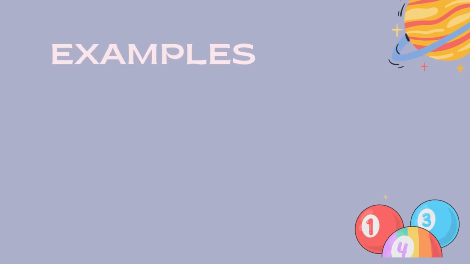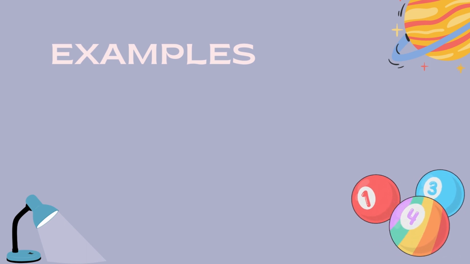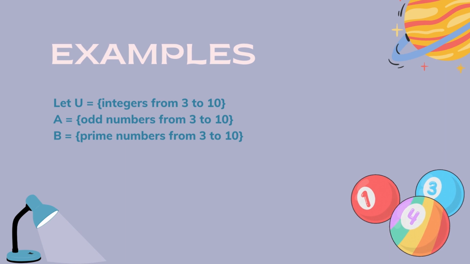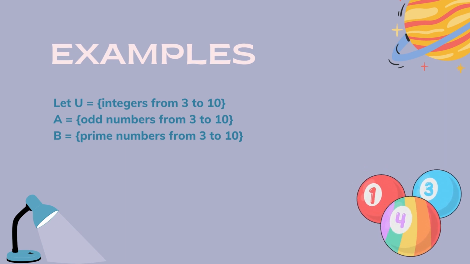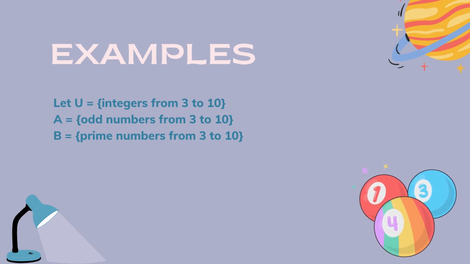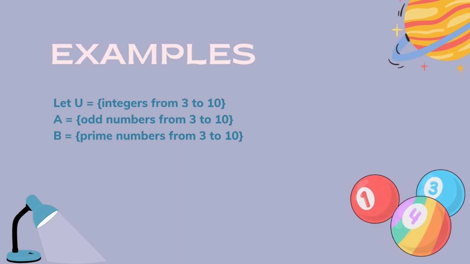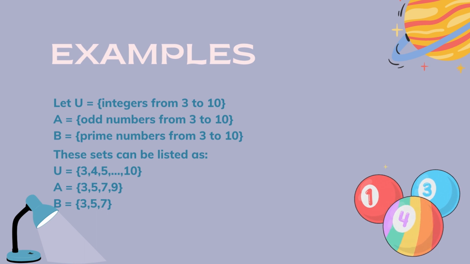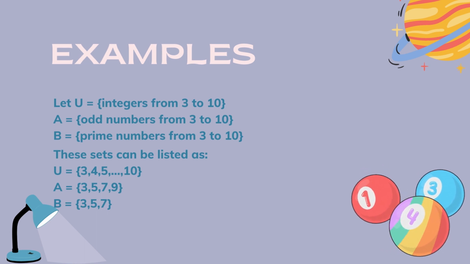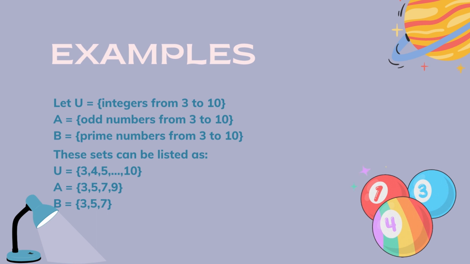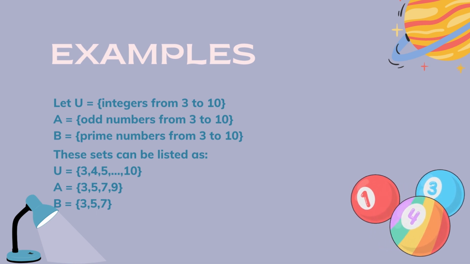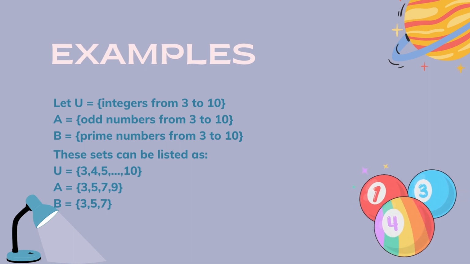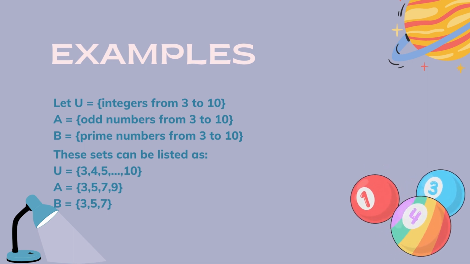Let's have a look at more examples. The universal set has integers from 3 to 10. Set A has odd numbers from 3 to 10 and set B has prime numbers from 3 to 10. These sets can be listed as the universal set containing the elements from 3 till 10, while set A, because it asks for odd numbers, can be listed as 3, 5, 7 and 9, and set B containing the elements 3, 5 and 7.